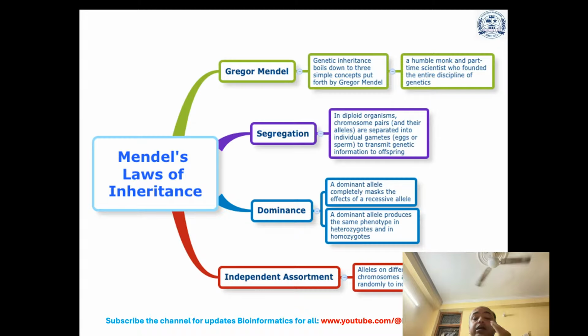Now, in segregation, in diploid organisms, chromosome pairs are separated into individual gametes to transmit genetic information to the new offspring. Law of dominance: a dominant allele completely masks the effects of a recessive allele, and a dominant allele produces the same phenotype in heterozygotes and in homozygotes. Now, the law of independent assortment: here you need to understand that alleles on different chromosomes are distributed randomly to individual gametes.